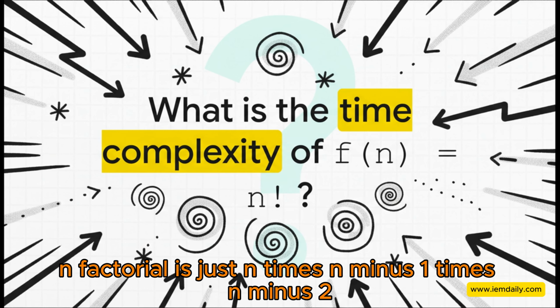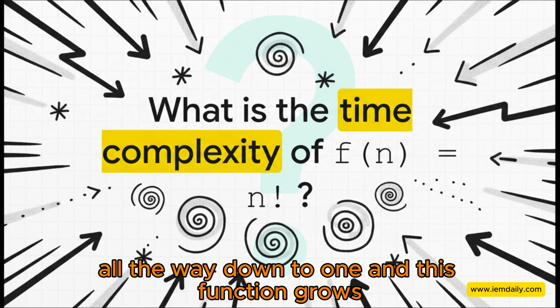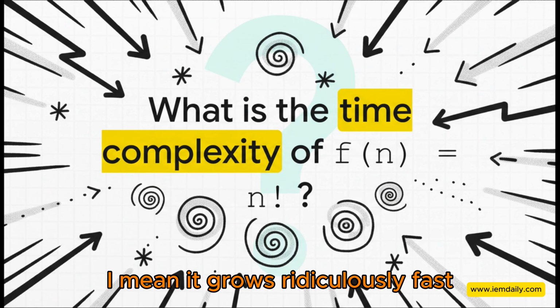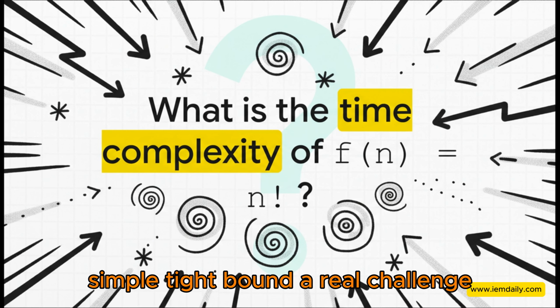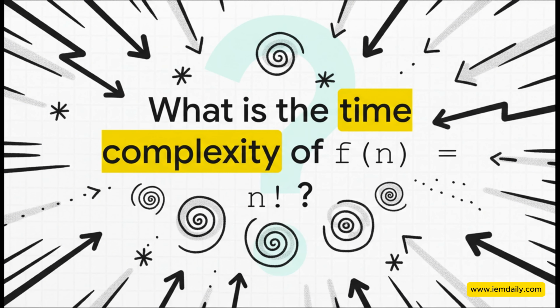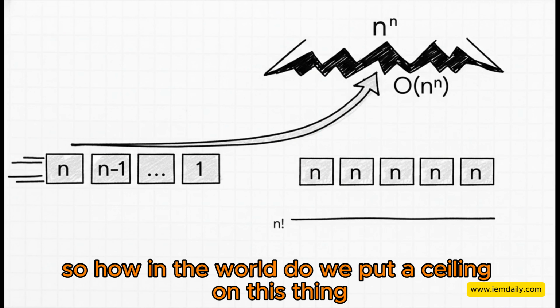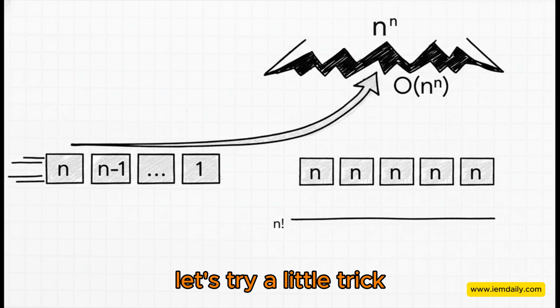Remember this one? N factorial is just n times n minus 1 times n minus 2, all the way down to 1. And this function grows ridiculously fast. It makes finding a nice, simple, tight bound a real challenge. So, how in the world do we put a ceiling on this thing? Let's try a little trick.